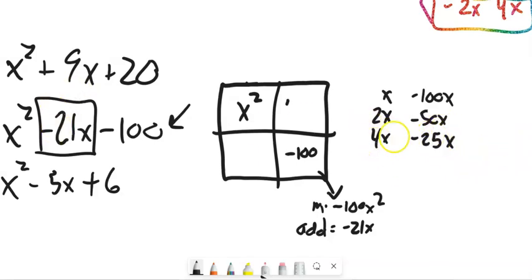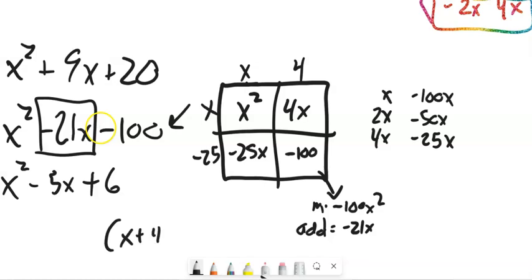So I can put them wherever I want up here. I'll put the 4x here, the negative 25x up here. And now, let's see, look across here. There's an x in both of these, so this must be an x. X times x is x squared. X squared times what would give me negative 25? Well, negative 25. X times what would give me 4? 4 times. Yep, there it is right there. So this factors to x plus 4 times x minus 25.